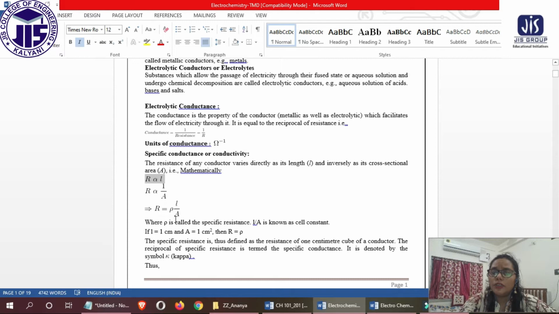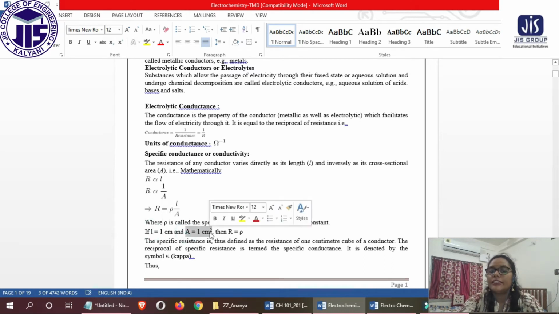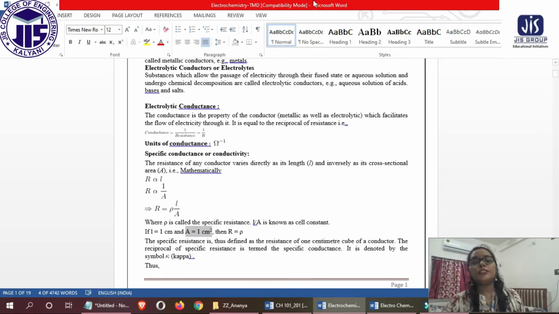So R equals rho L by A, where rho is called the specific resistance, and L by A is known as the cell constant. L is the length and A is the cross sectional area of the medium through which the electricity is passing. If the length is 1 and the cross sectional area is 1 centimeter square, then the resistance will be equal to the specific resistance.